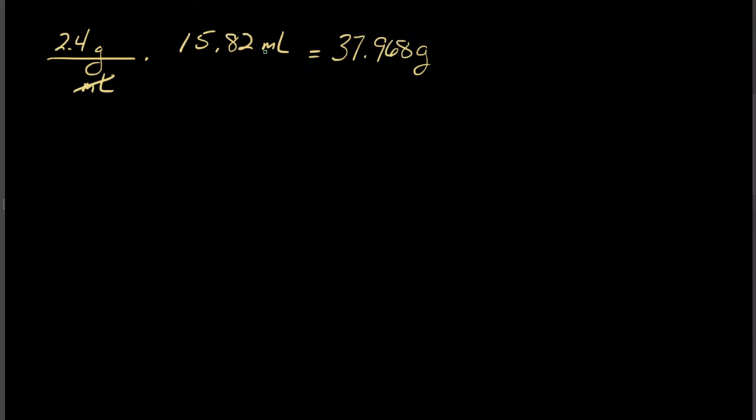Our mLs would cancel. And so when we do that, we have to say, all right, well, here we have 2 significant digits, and here we have 4 significant digits. So our answer can only have 2 significant digits because that's the least precise value we have. So we're going to keep these 2 definitely, and then this next digit is going to round and tell us how this works out. So because that's a 9, it's going to round that 7 up. So our answer is going to become 38. And that's going to be grams. And there's our answer. Okay?